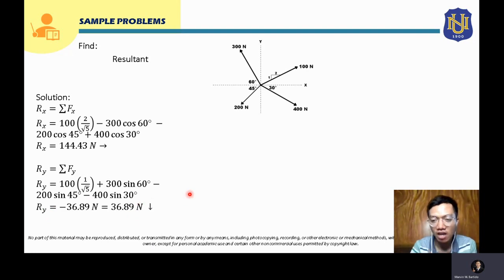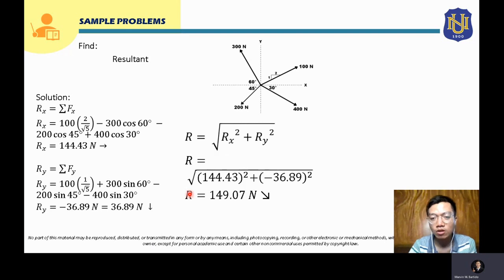Okay, so this will now be the Rx and Ry. We can now solve for the magnitude of the resultant. So for the magnitude of your resultant, that will just be equal to the square root of Rx squared plus Ry squared. So that will be square root of Rx, which is 144.43 squared, plus your Ry, which is negative 36.89, so that will be negative 36.89 squared. So let's input this on your calculator: 144.43 squared plus negative 36.89 squared. So that will give you 149.07 Newton.